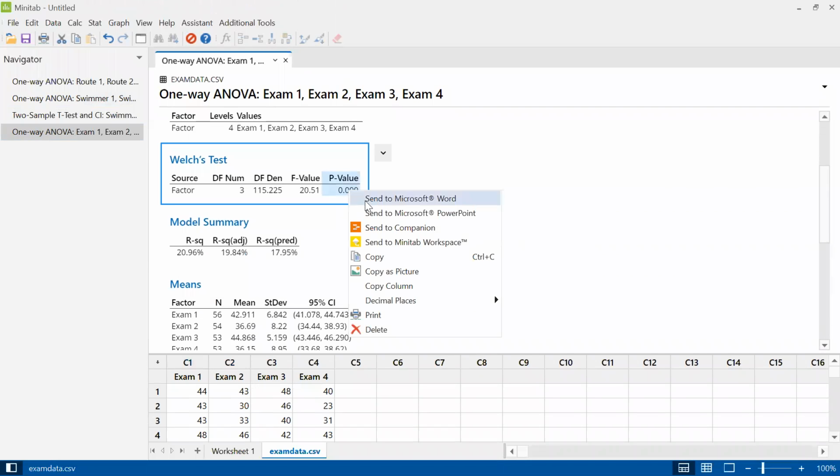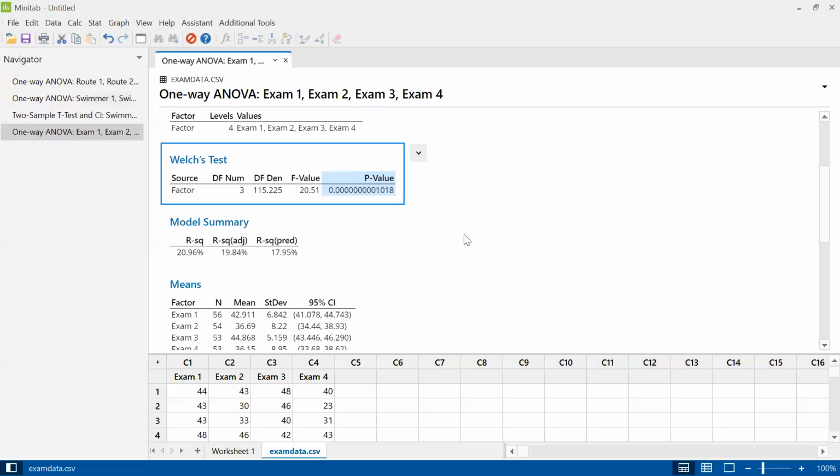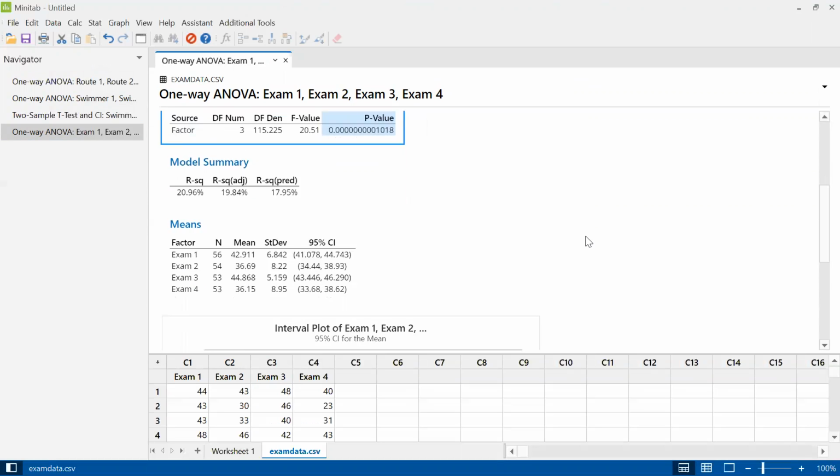Okay, so our p-value is extremely small as expected. It's 0 until the 10th decimal place. We finally get something that's not 0. So extremely small p-value. So we have very strong evidence that these exams are not equally difficult.